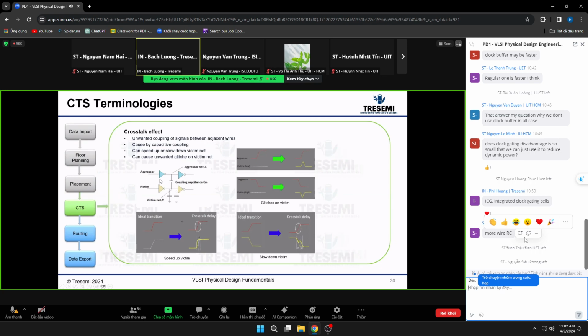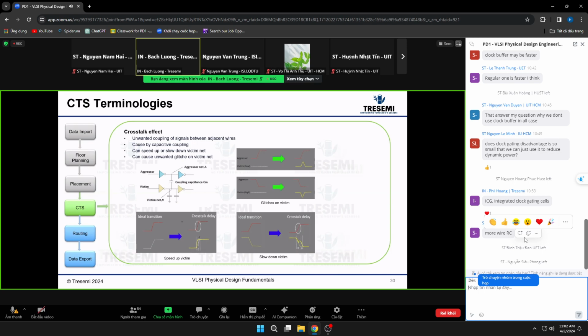You can have a crosstalk effect not just between clock nets. You can have it between any nets, depending on the driver. Usually we have a big driver on a net and a weak driver on a neighboring net. Then that can potentially have a crosstalk effect. So not just between clock net and signal net, we can have it between clock net and clock net, clock net and signal net, and signal net and signal net.